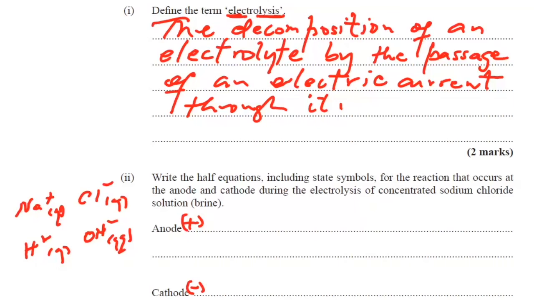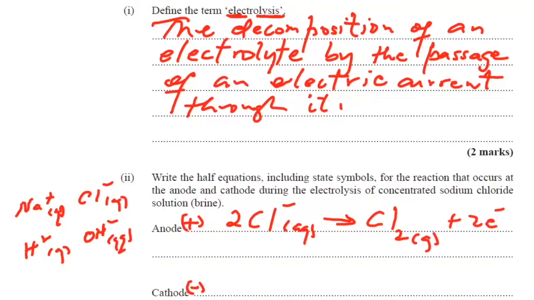But because we're talking about concentrated sodium chloride, it means that we have a relatively larger amount of chloride ions than OH- ions. So in this case, instead of the OH- ions being liberated, being given the nod to be set free, the chloride ions would be given the nod. So chloride would actually win in this case, and that would give us 2Cl- (aq) liberating or giving chlorine, Cl2 gas, plus 2 moles of electrons.